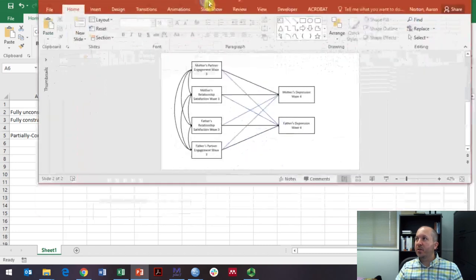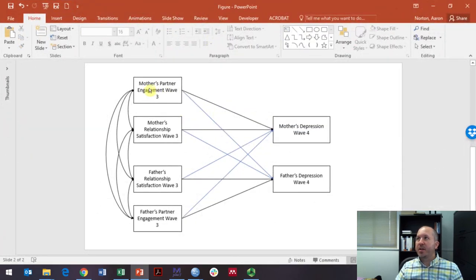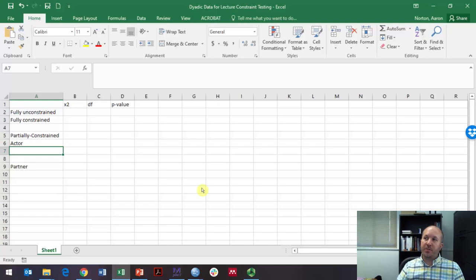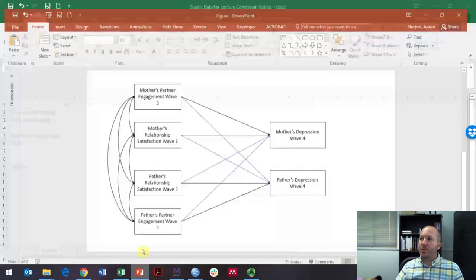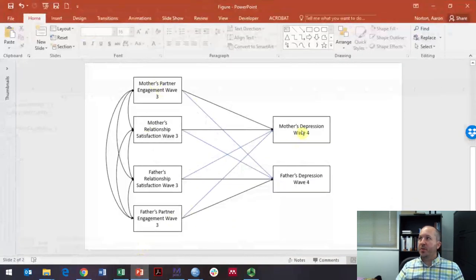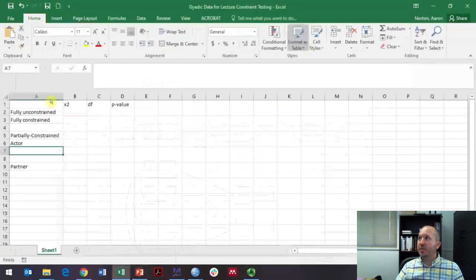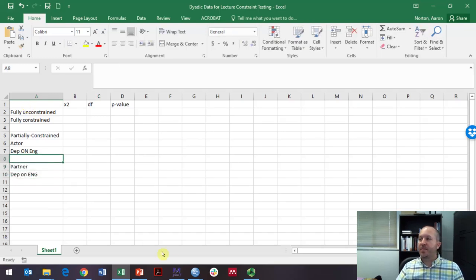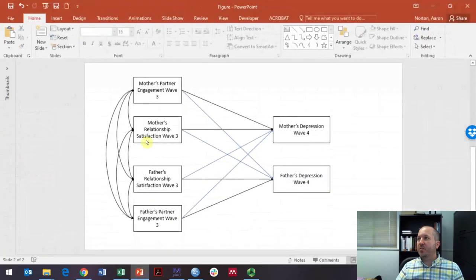So if I look at this, I'm going to have my actor and partner paths. I'm going to have actor, I'm going to have partner paths, and I have two pairs of them. So if we go back to our figure, we have depression on engagement. So I'll have depression on engagement, and I'm going to have an actor set, and then I'm also going to have a partner set of paths. And then I'm also going to have satisfaction, depression on satisfaction.